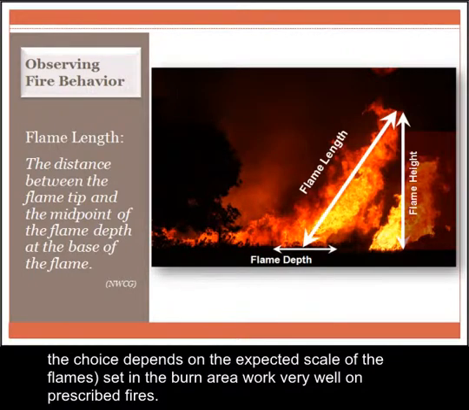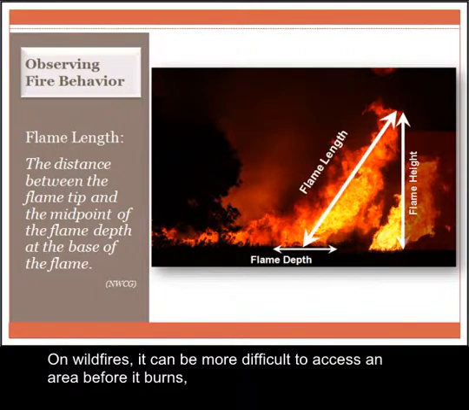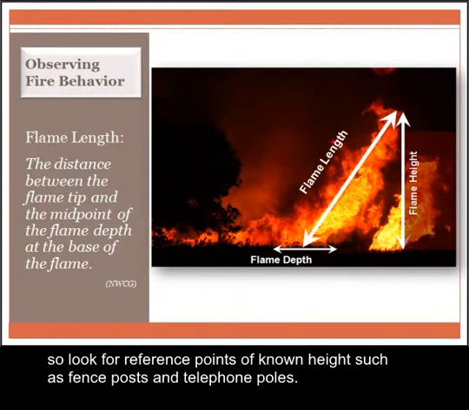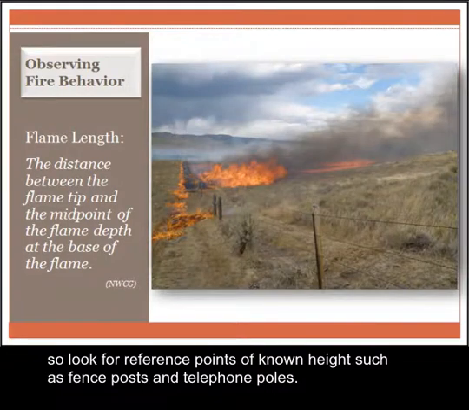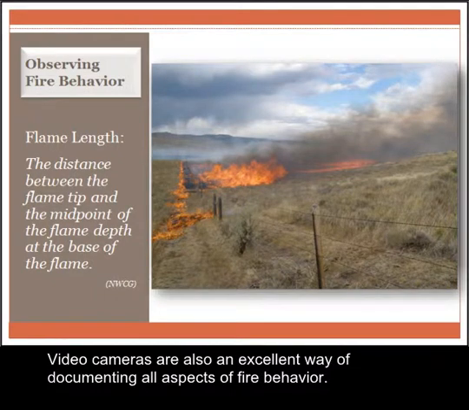Set in the burn area, these work very well on prescribed fires. These markers can also be used to measure rate of spread. On wildfires, it can be more difficult to access an area before it burns, so look for reference points of known height, such as fence posts and telephone poles. Digital photos taken after the fire has passed can be used to document the flame length, with height measurements of reference points such as trees. Video cameras are also an excellent way to document all aspects of fire behavior.